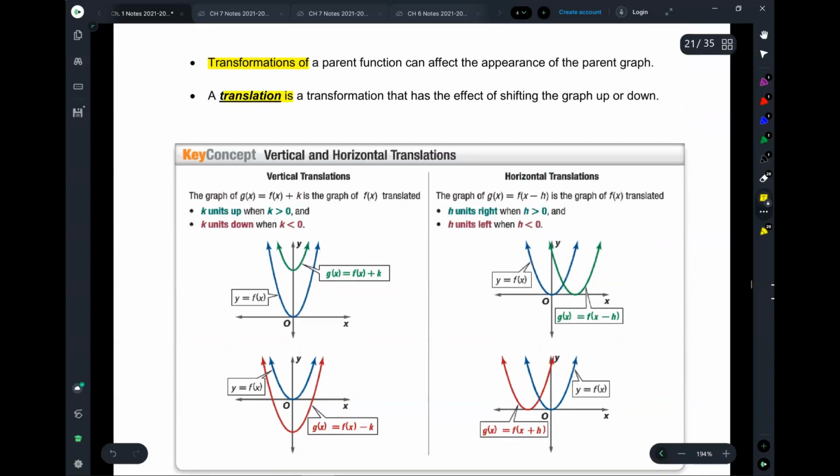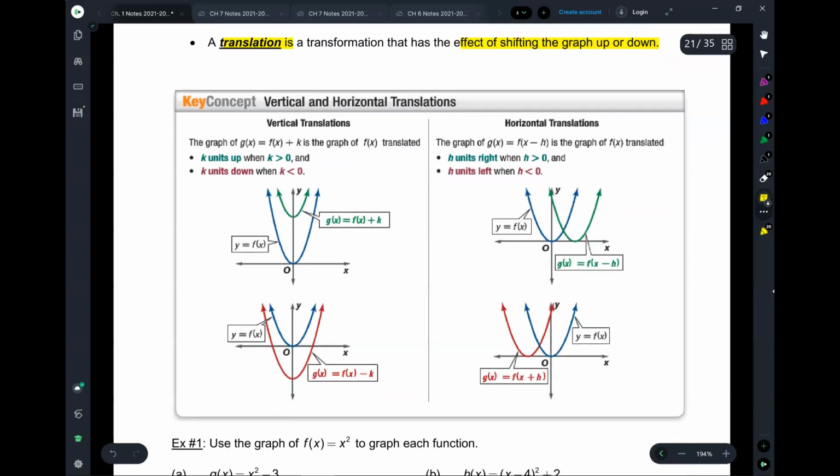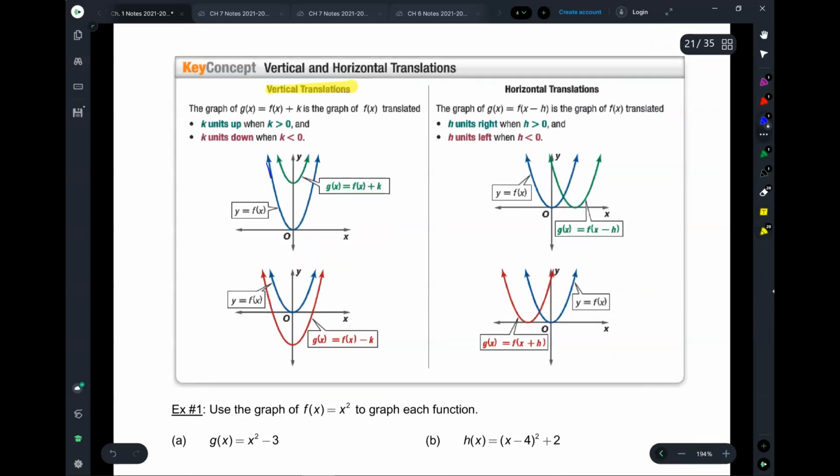So we're going to first start with a translation. A translation is when the graph is shifted either vertically or horizontally, right? So it shifts the graph up and down. So now, how does a vertical translation look? Look at this blue graph here. Suppose this is y equals x squared. Now, to move this graph up, I can write another function, y equals x squared plus 3. That plus 3 moves the graph up 3 units.